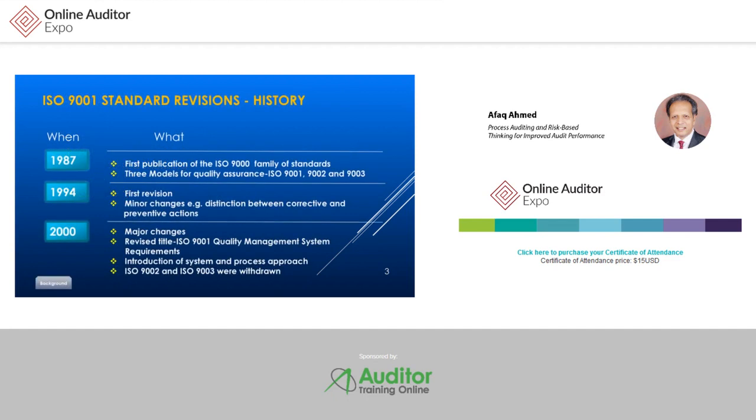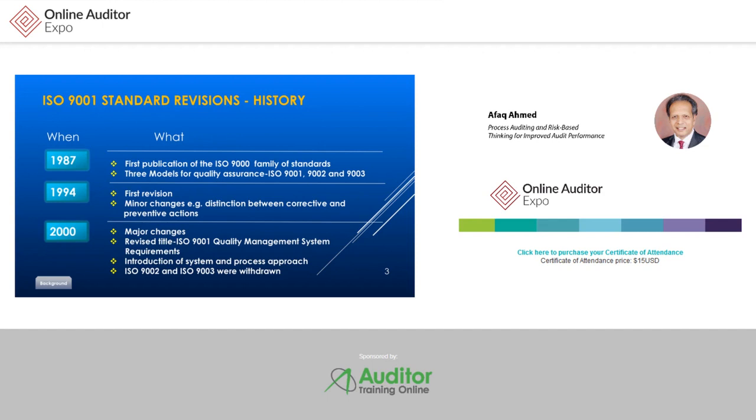So let's begin with the background. The first publication of ISO 9000 family of standards came about in 1987. At that time, the present form of ISO 9001 standard consisted of three models for quality assurance. ISO 9001 for design, production, installation, and servicing, ISO 9002 for production, installation, and servicing, and 9003 for final inspection and test. The very first revision to the standard was made in 1994.